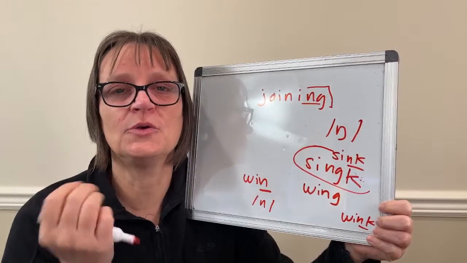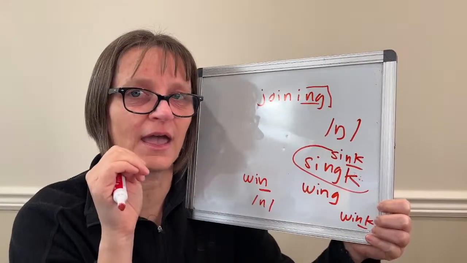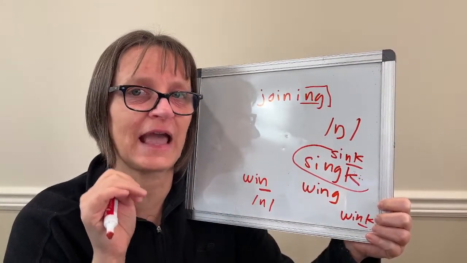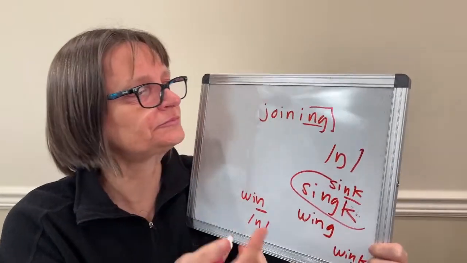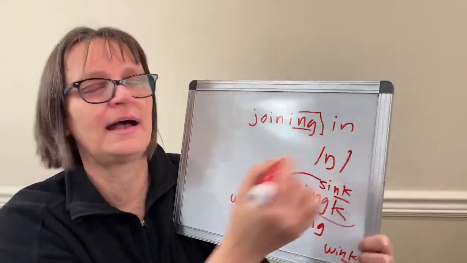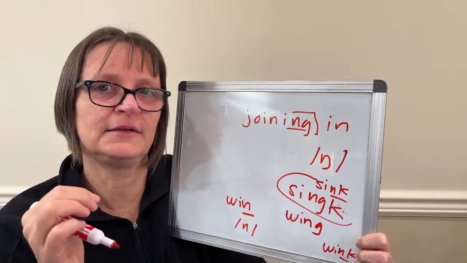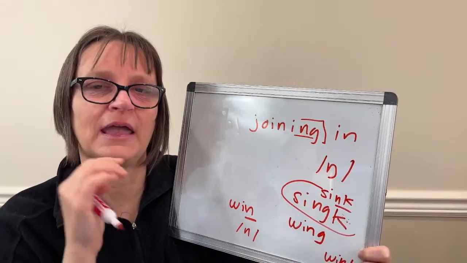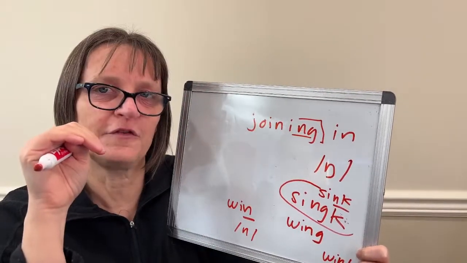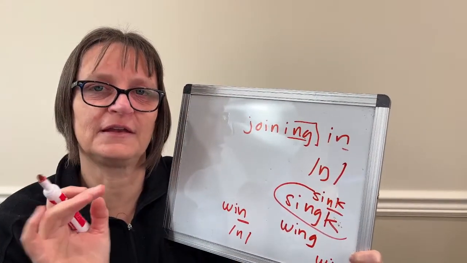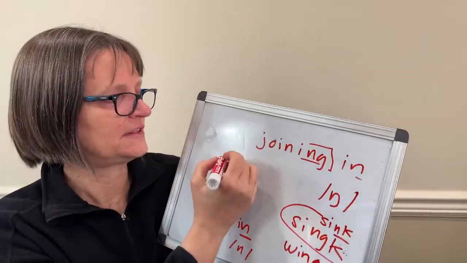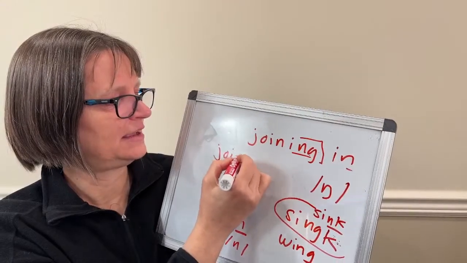So when I'm saying sink, I'm saying an NG sound and then my K sound. So try saying sink and then leave your K off. Sing, and then you can feel where that NG sound happens. So when I say I'm joining in, I'm lifting in the back for the joining, the NG, and then I have to come back to the front for the in.